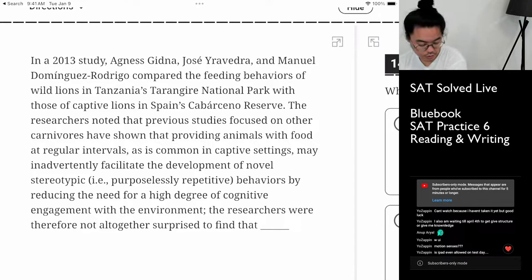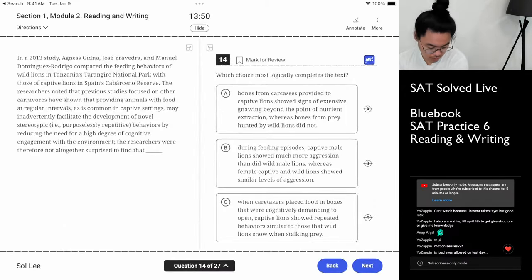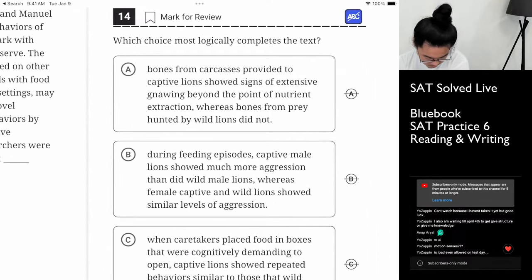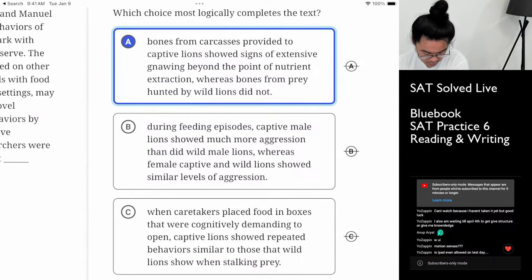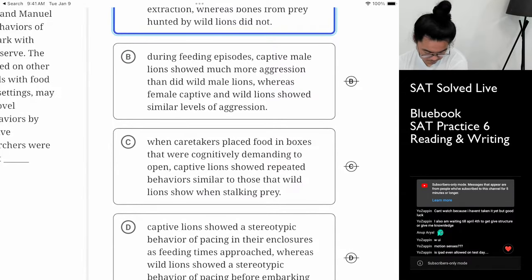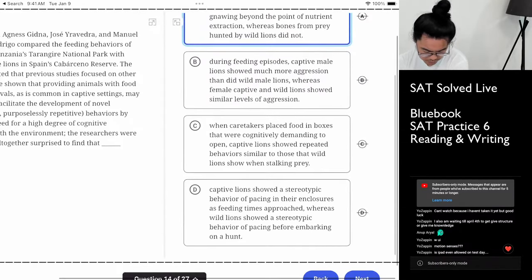Researchers noted that previous studies focused on other carnivores have shown that providing animals with food at regular intervals reduces novel, stereotypic, purposelessly repetitive behaviors by reducing the need for engagement. Okay, interesting. They were not altogether surprised to find that wild lions didn't really display stereotypic behaviors, whereas captive lions did. That sounds like A. That's stereotypic. I mean, honestly, do I even need to double check B, C, and D? A is correct.